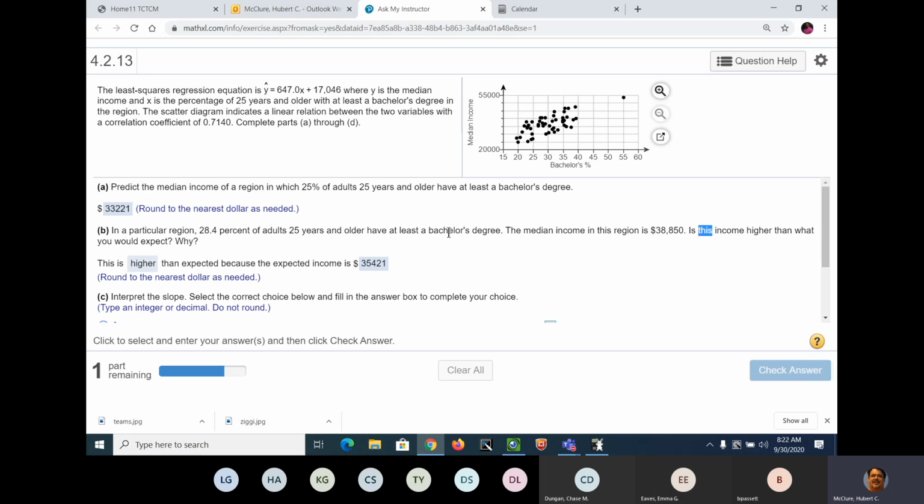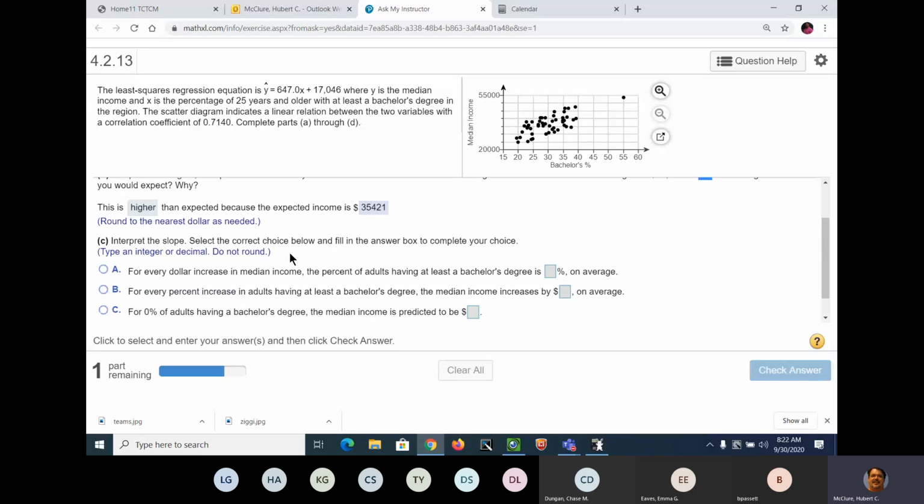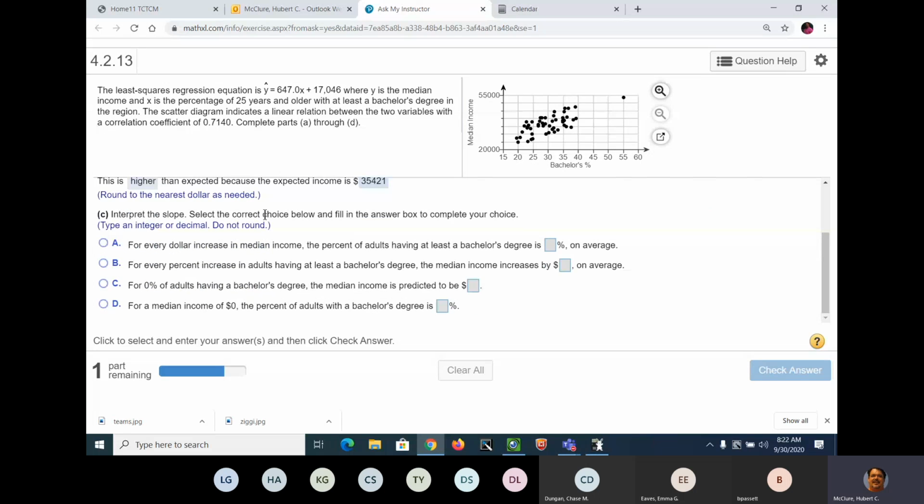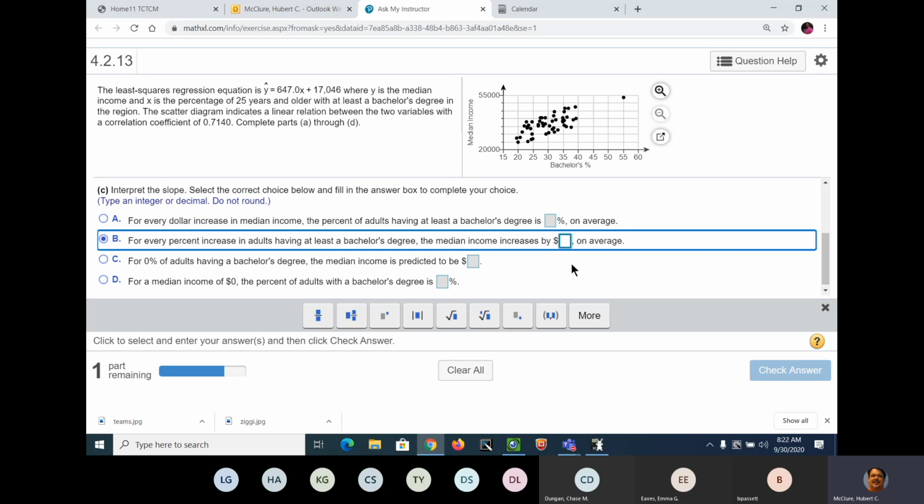Okay, you can take your hands down now, because I'll be thinking you have a question if I look back up. Thank you. All right, interpret the slope. For every percent of bachelor's degree, you're going to go up $647. So let's see, I think B looks good. For every percent increase in bachelor's degree, the median income increases by $647. I think that's it.